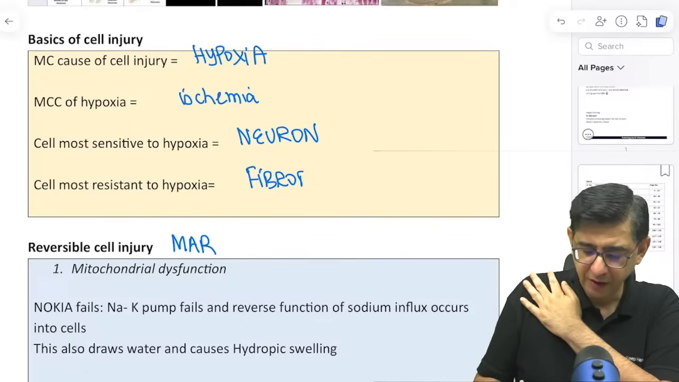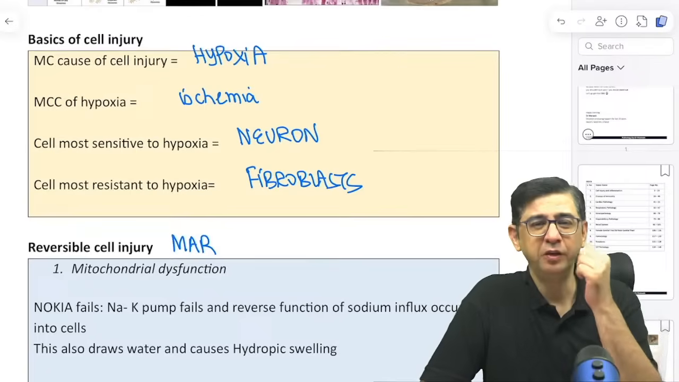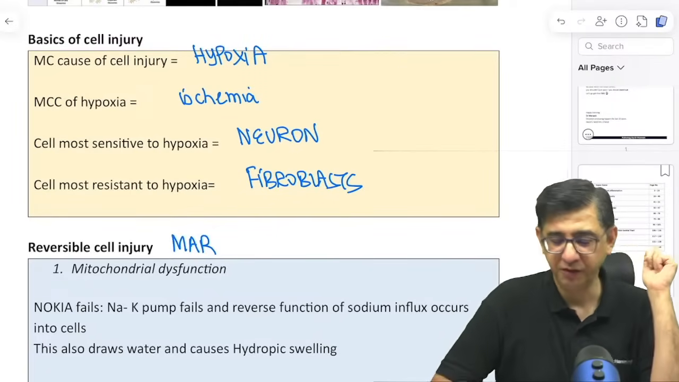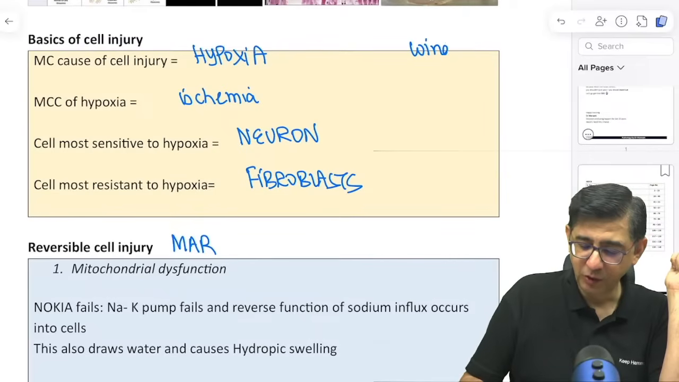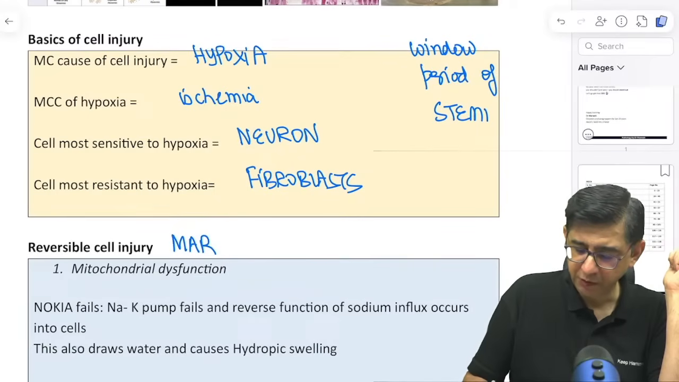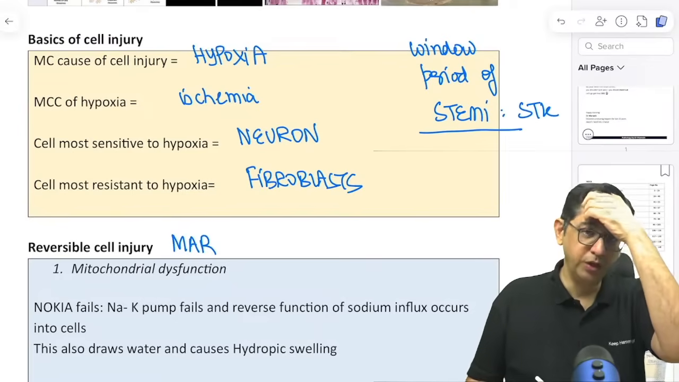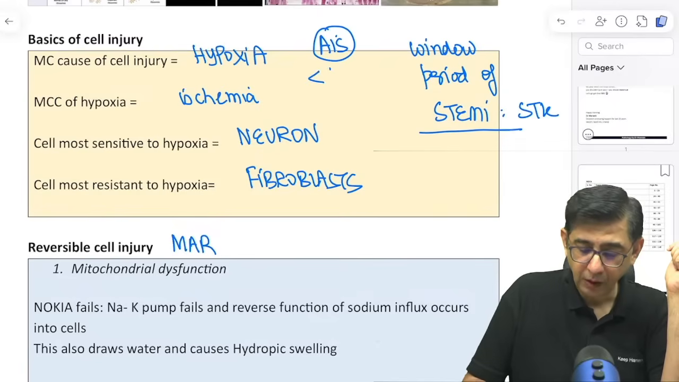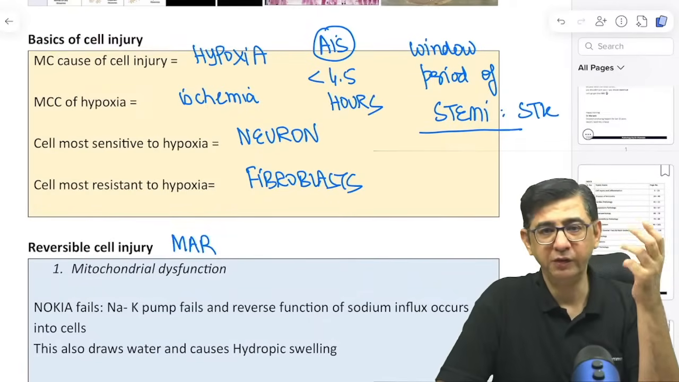So these are very standard questions which are anyway very well known to you. Neurons die very fast, so that is why the window period for treatment of ischemic stroke is kept as 4.5 hours. Now, tell me the window period for MI, the window period for management of ST elevation MI with thrombolysis is how many hours? For acute ischemic stroke, it is 4.5 hours because neurons are very vulnerable.